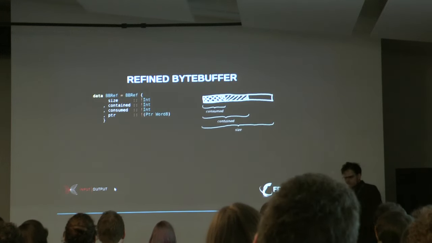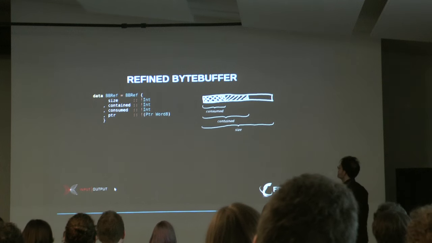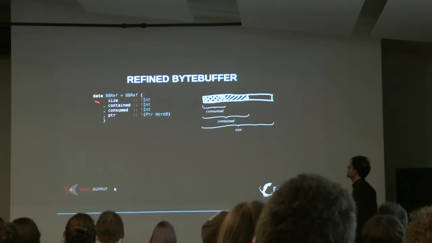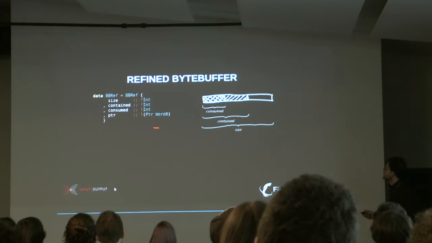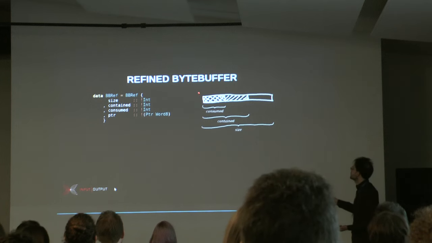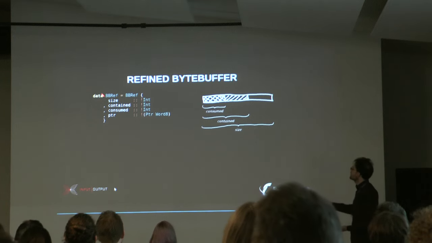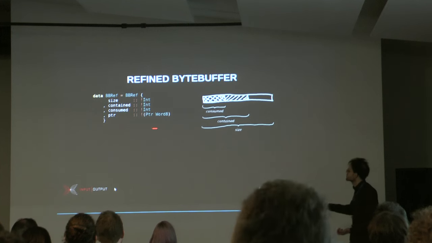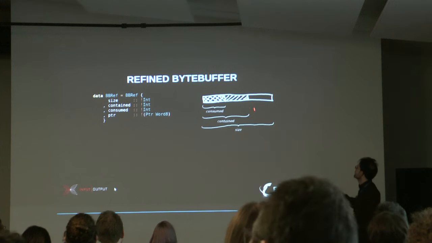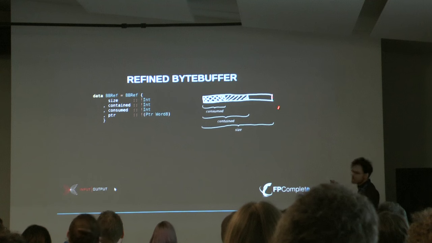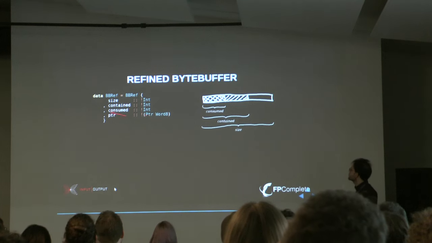Now how can we use this in order to harden our streaming layer, our byte buffer? Well, if I write it down like this, I have a pointer and I have three numbers. But I don't have a guarantee that actually these numbers fit the picture that I have here. So what I would like to do is to enforce that this picture is correct. That the size that is here, just a number, is actually the size of the pointer, and that the number of contained bytes is somewhere between 0 and the length of the buffer, and the number of consumed bytes should also not exceed the number of contained bytes.